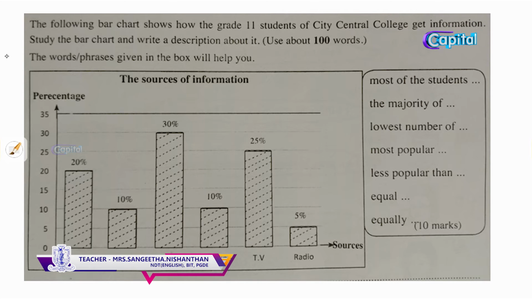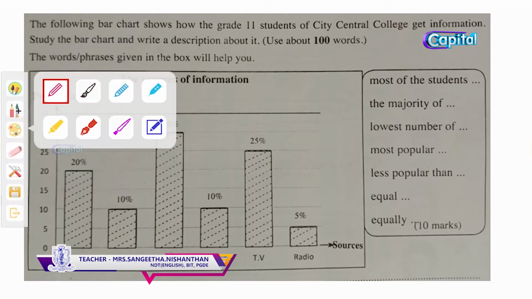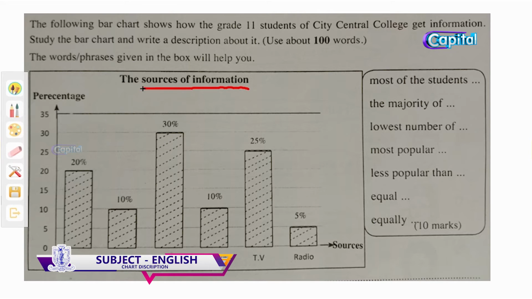What is the title of this chart? The sources of information. And the y-axis shows the percentage. This can be named the vertical axis, and the x-axis shows the sources. What are the categories mentioned here? The internet, newspaper, books, magazine, TV, and radio are the categories mentioned in the graph. On the y-axis, it is mentioned in percentages.